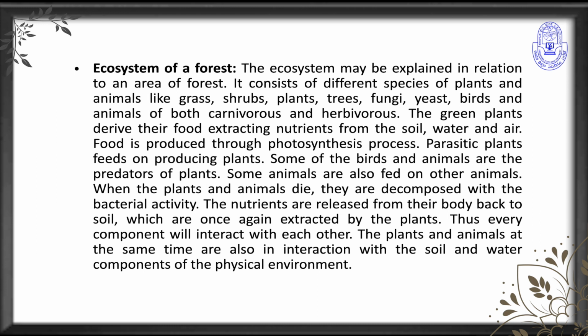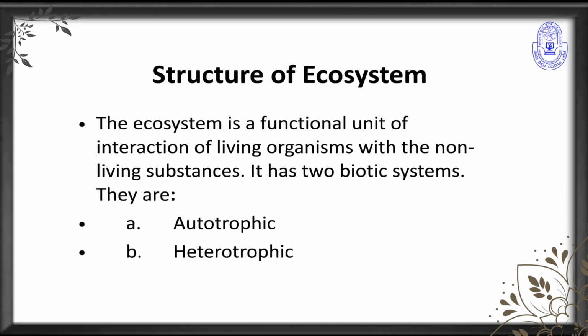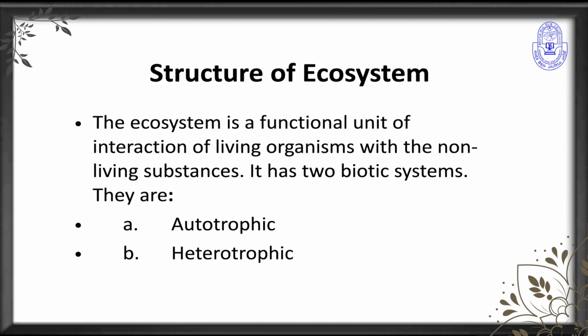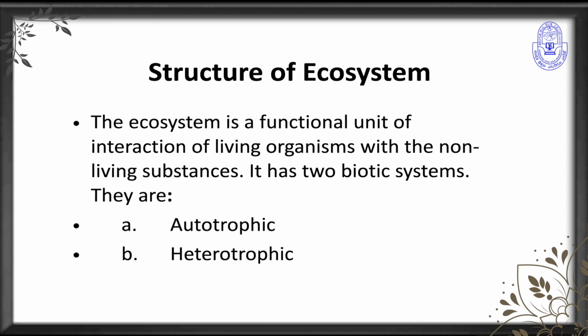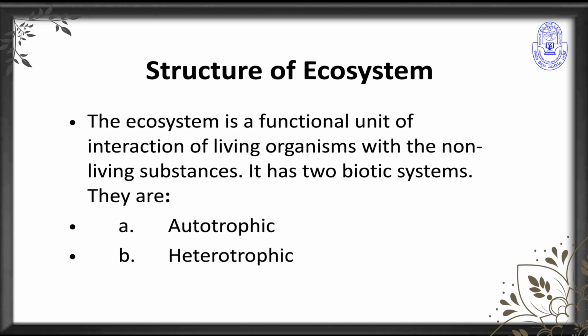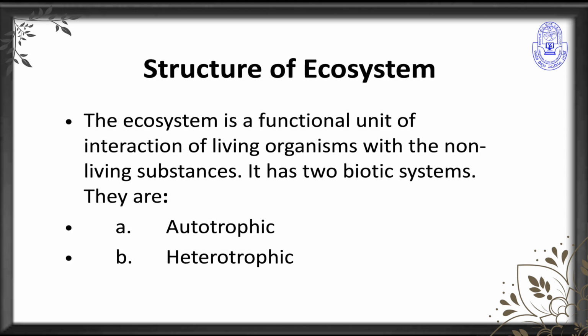The plants and animals at the same time are also in interaction with the soil and water components of the physical environment. Let us see the structure of ecosystem. The ecosystem is the functional unit of interaction of living organisms with the non-living substances. It has two biotic systems. They are autotrophic and heterotrophic.